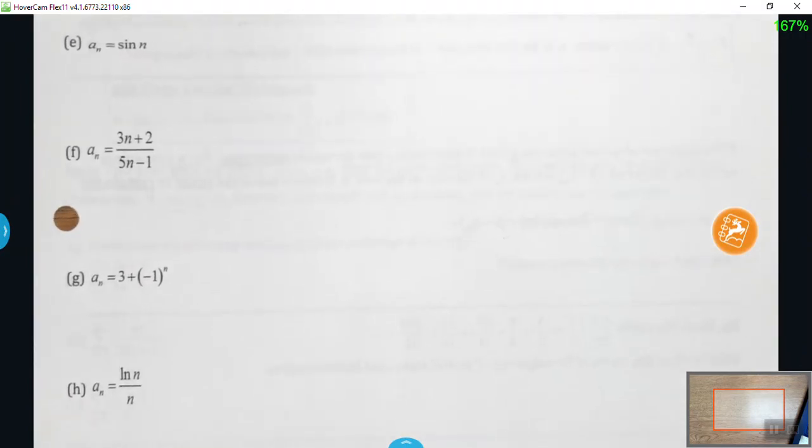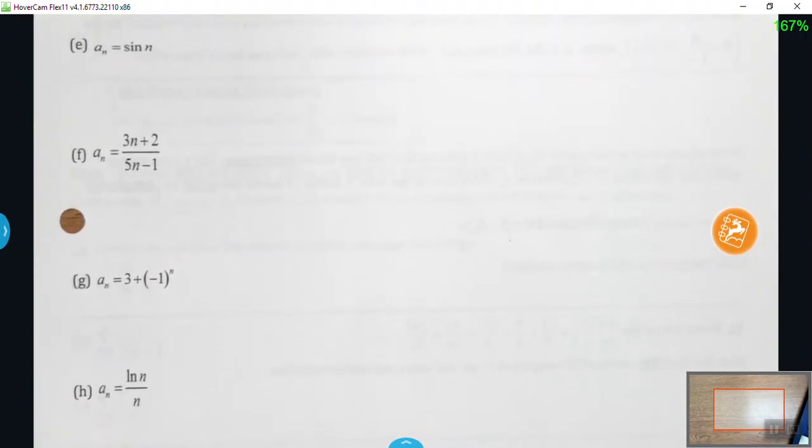Do A, E through H. Tell me whether they converge or diverge. Basically, all you have to do is find the limit. If the limit exists, then it converges. If the limit does not exist, then it diverges.